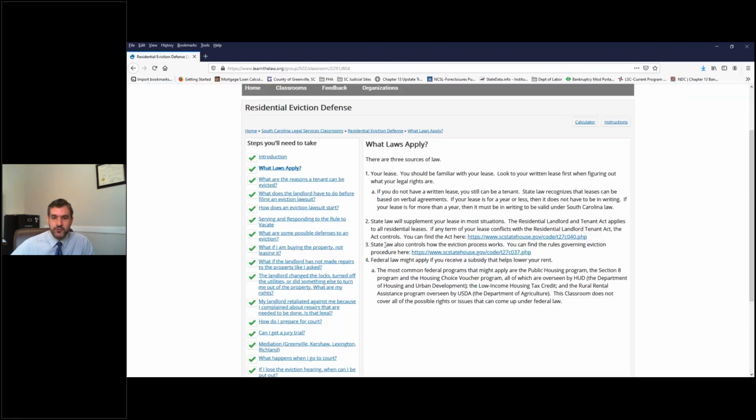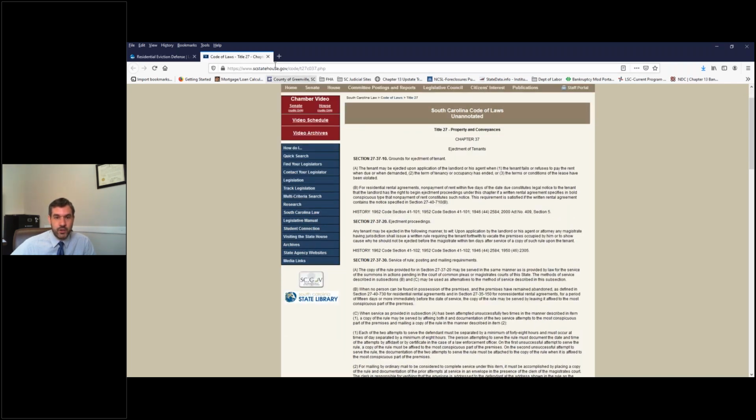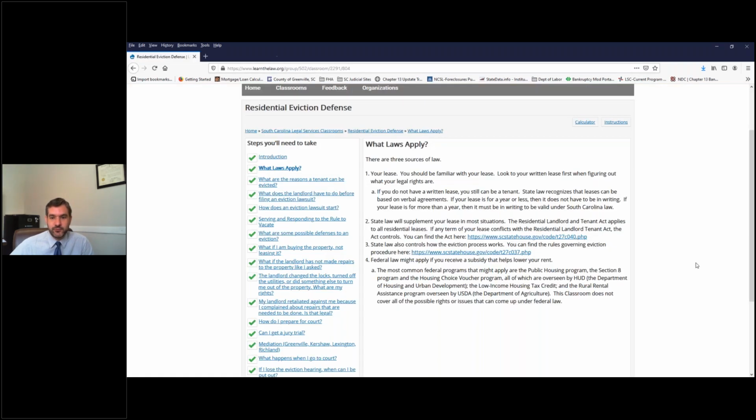Also, state law controls how evictions operate, the nuts and bolts of the actual process, how to file a lawsuit, how to effect service on a tenant, and things like that. And we've also linked that set of rules, that statutory section here as well. It's under South Carolina Code section 27-37-10. And so you can review what the actual law says about how the process is supposed to work.